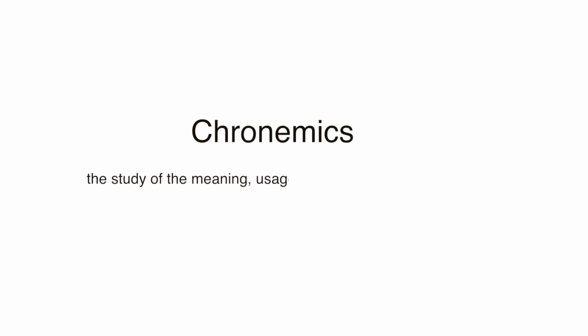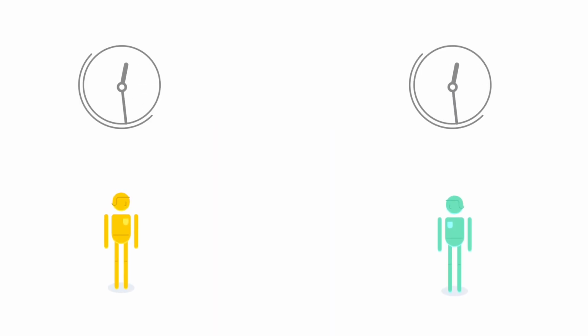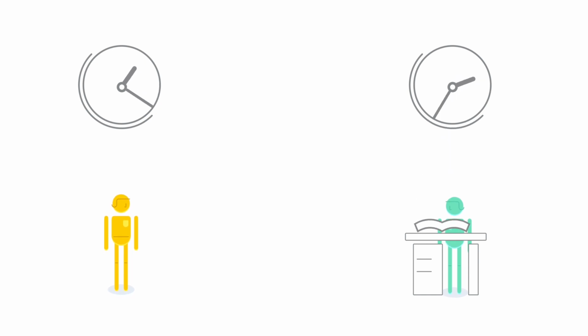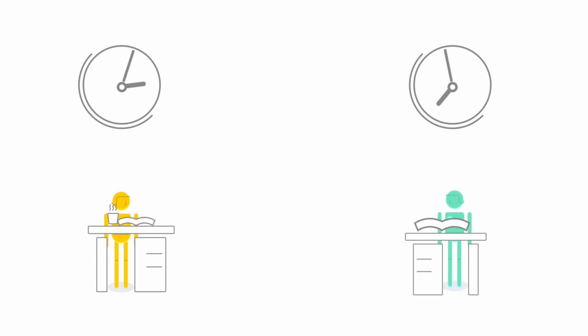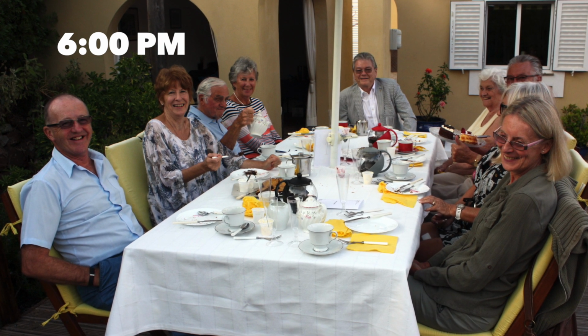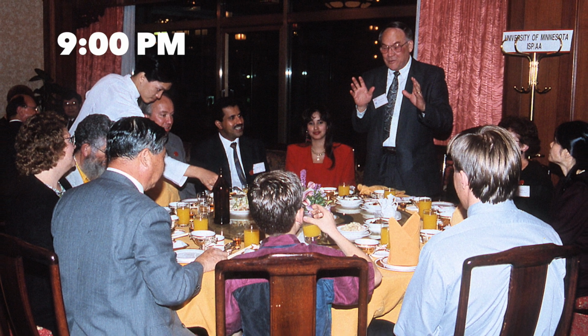Chronemics is the study of the meaning, usage, and communication of time. For example, everyone in the world has 24 hours, but in some languages, time flies. In other languages, time walks. So people would either use their time more casually or very carefully. Mealtime varies from culture to culture as well. For example, dinner is usually served around 6 to 7 p.m. in this culture, while in some cultures, dinner will not be served until 8 or even 9 p.m.